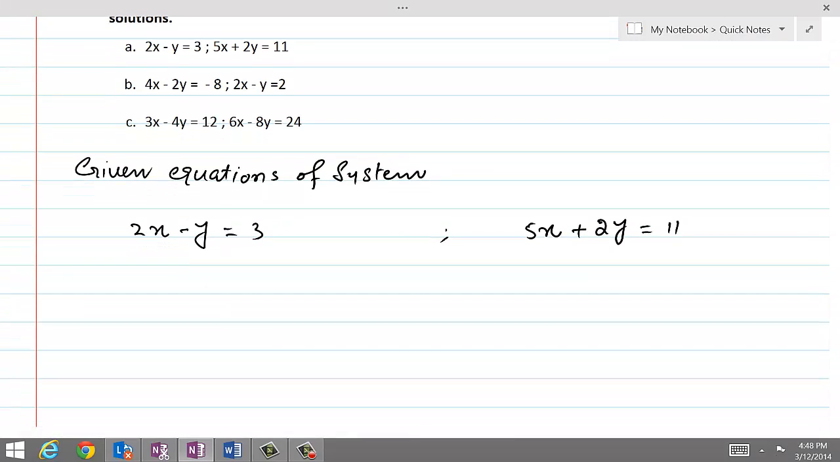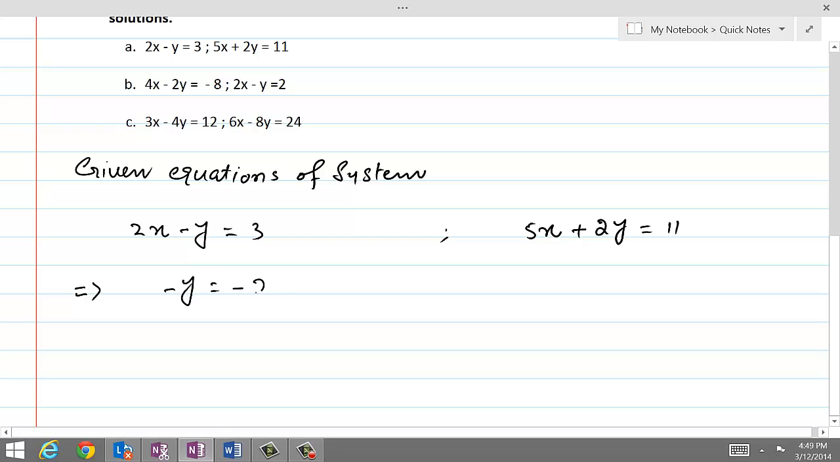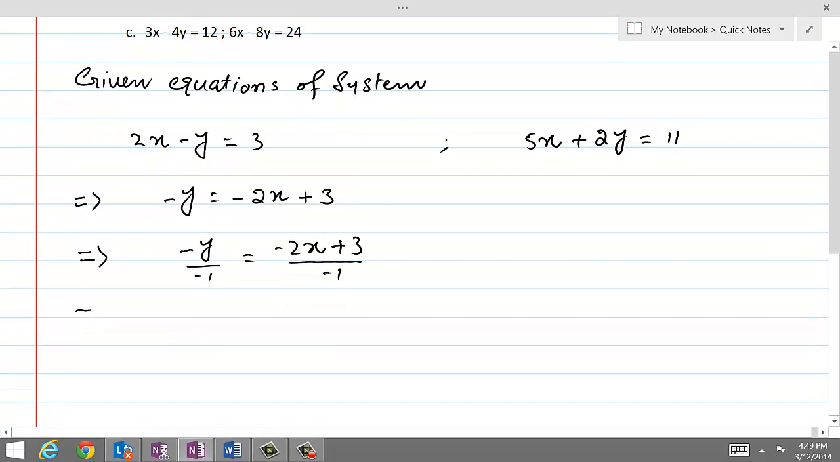Let's do this and transfer 2x on the other side. So this means minus y is equal to minus 2x plus 3 is already on that side, and now dividing both sides with minus 1, minus y over minus 1 is equal to minus 2x plus 3 over minus 1, which will give us y equal to 2x minus 3. So this is equation 1 of the system.